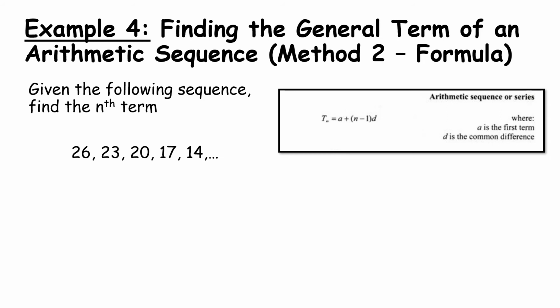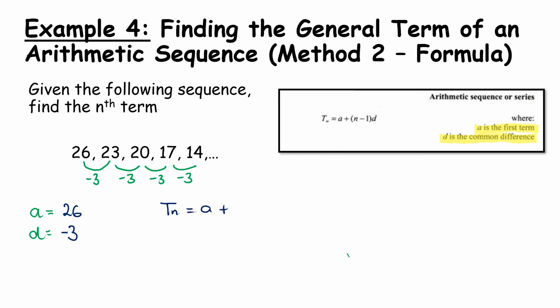So again, the first thing I'm going to do is figure out that my common difference is -3. Coming back up to my formula, D is the common difference. So I need to work out A and D if I want to use this formula. A is the first term, which in this case is 26, and D is the common difference, which is -3.